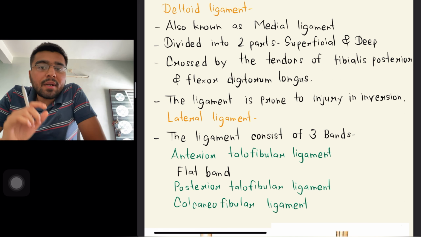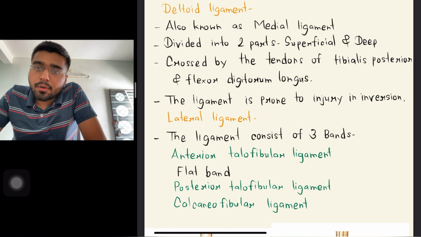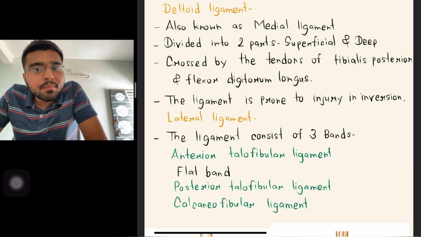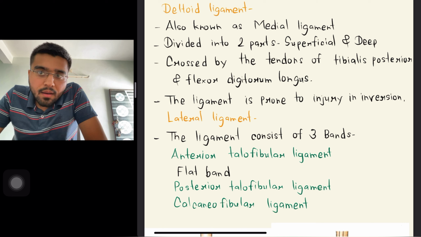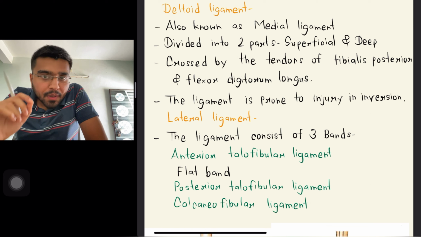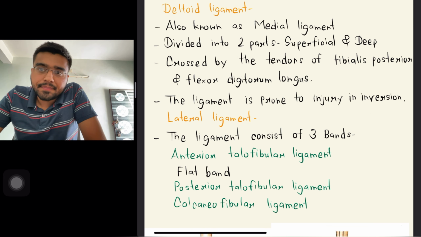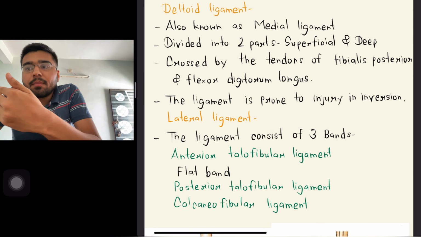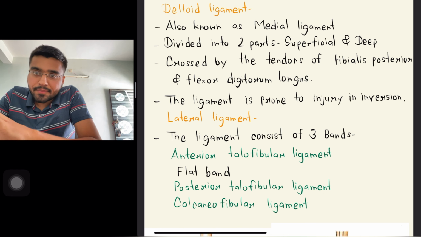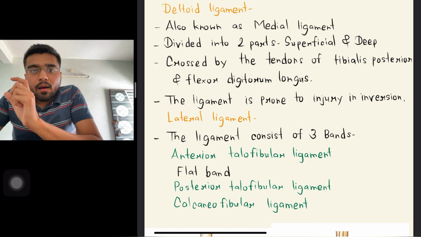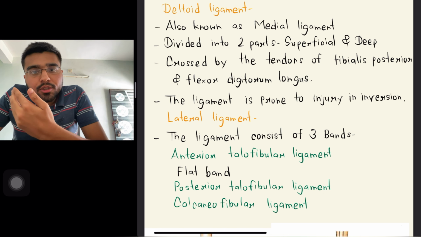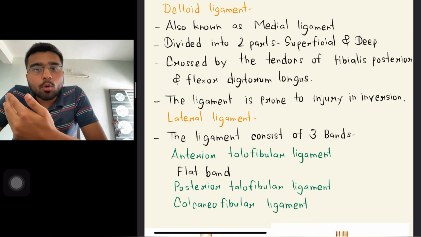Now the second ligament that supports the ankle joint is the deltoid ligament. The second name of the deltoid ligament is the medial ligament. It is divided into two parts. The first one is superficial and the second one is deep. It is crossed by the tendons of tibialis posterior and flexor digitorum longus. When inversion of the ankle joint happens, this is the most common ligament which is prone to injury.